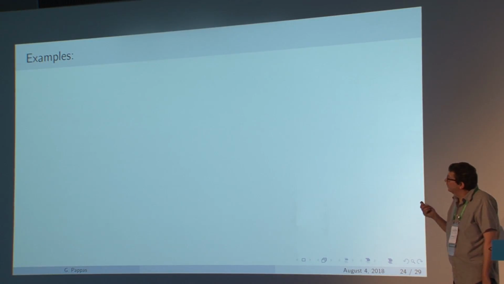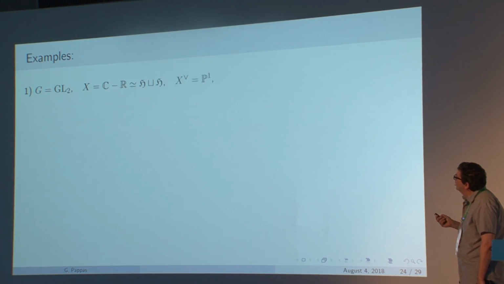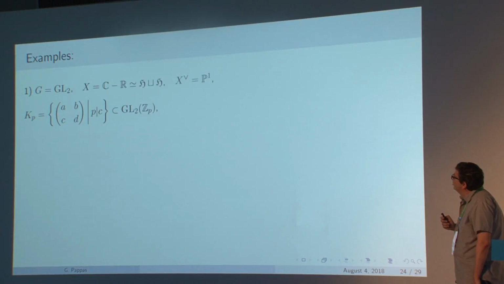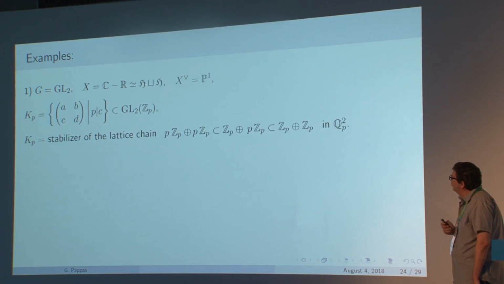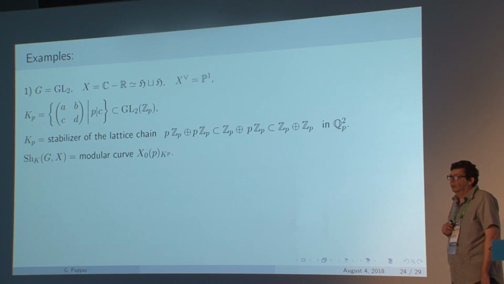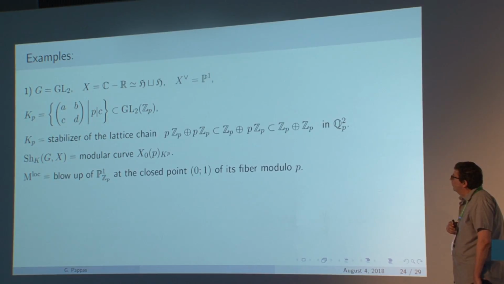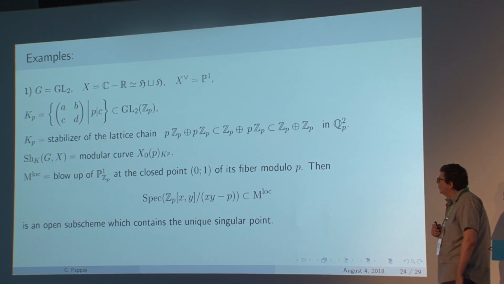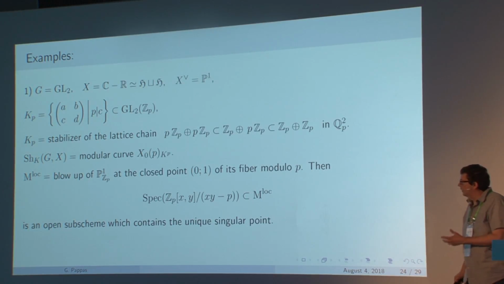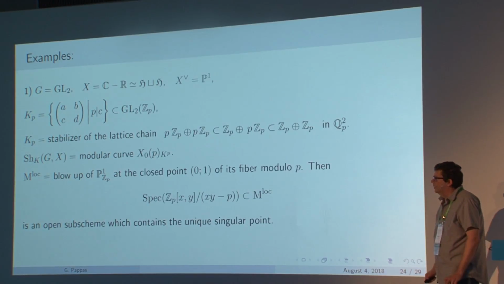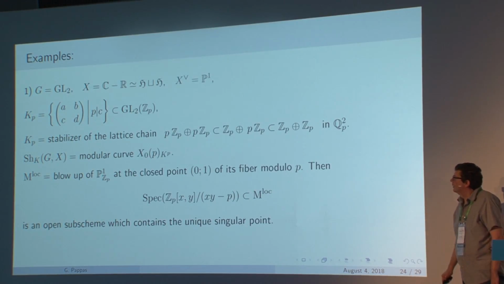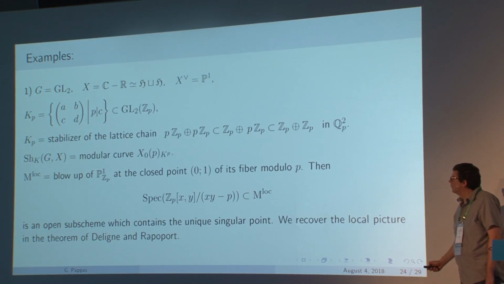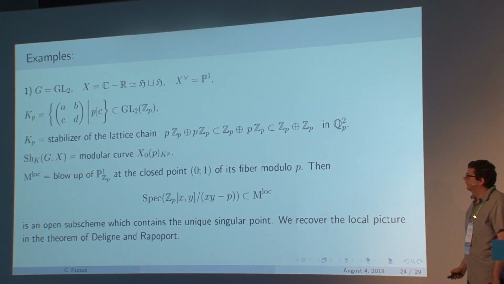Let's do some examples in the time we have, really quickly. First, I take GL2. Here's my X. The compact dual is just P1. I take the Iwahori subgroup, which is the stabilizer of this lattice chain. Then I have just the modular curve that I started with. Now, the local model is the blow-up of P1 at the closed point of the fiber. And if you look there, you'll see that you can calculate this easily and find an open subscheme that contains the unique singular point that's given by the singularity xy equals p, and so we recover the picture of the theorem.